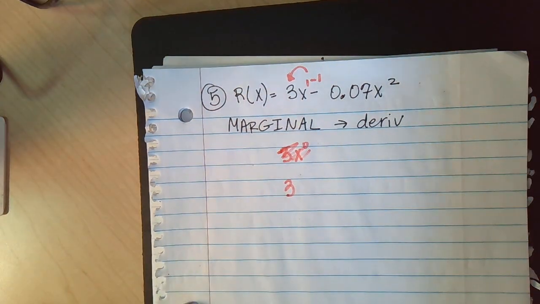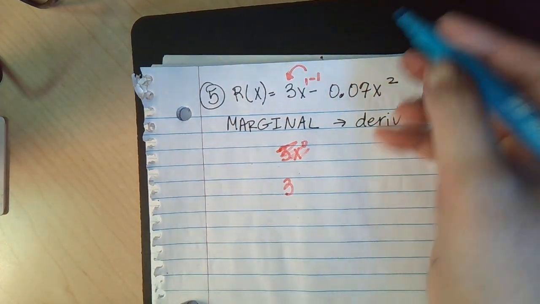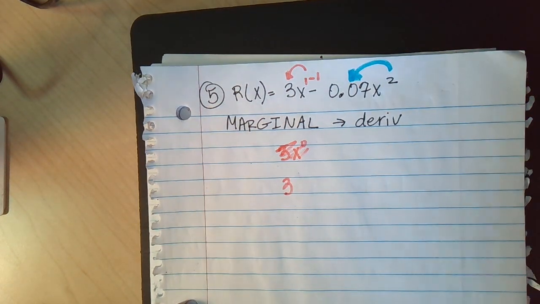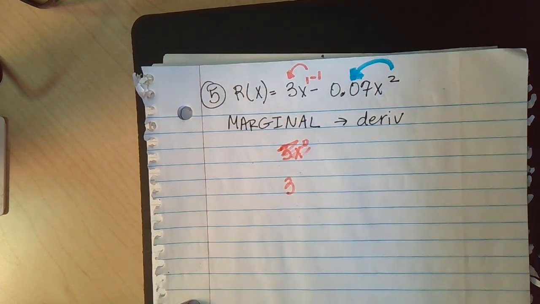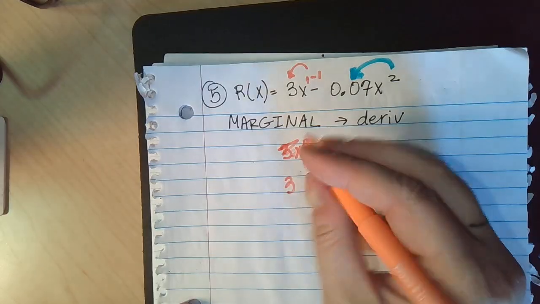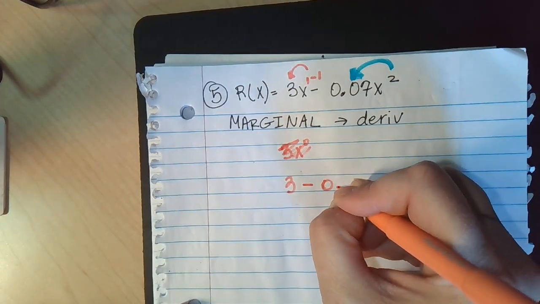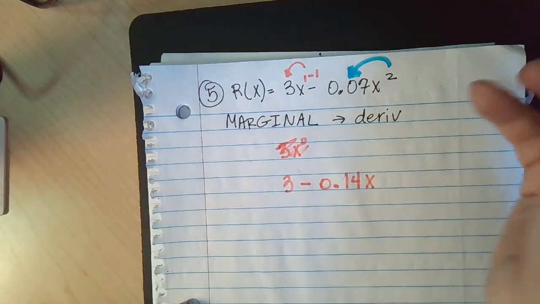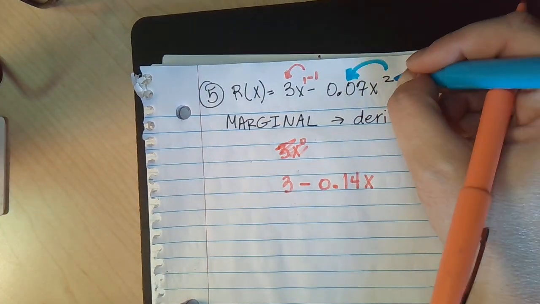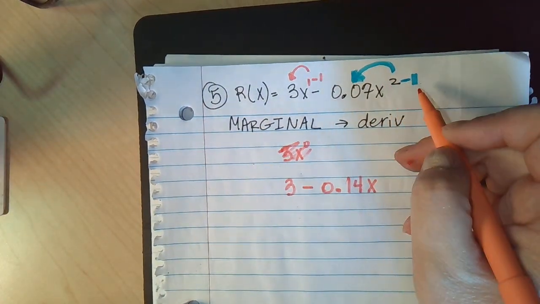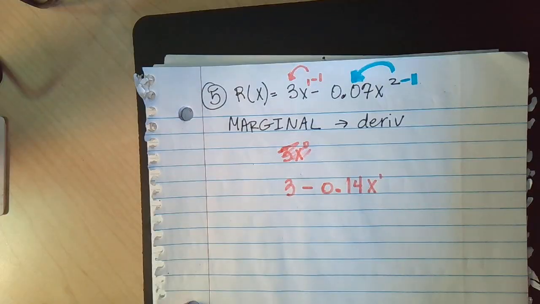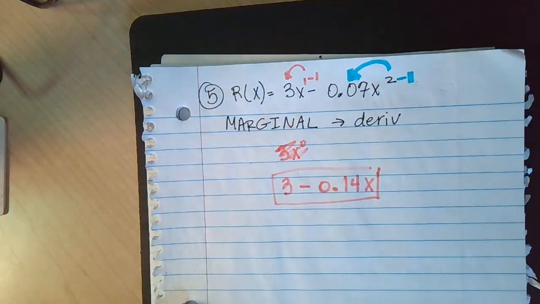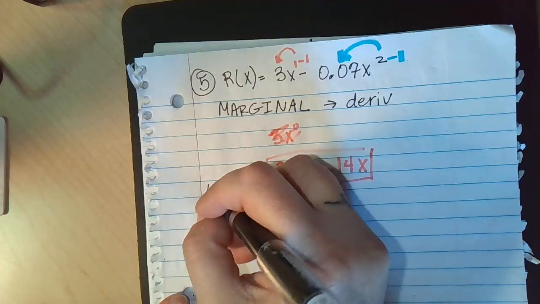Now let's find the derivative of this one. We're going to take the 2, bring it down and multiply. Oh, this is kind of redundant. And we get minus 0.14x, I think, and then subtract 1 from the exponent. So 2 minus 1 is just 1. All right, that's the derivative. So every time you see marginal, take the derivative.